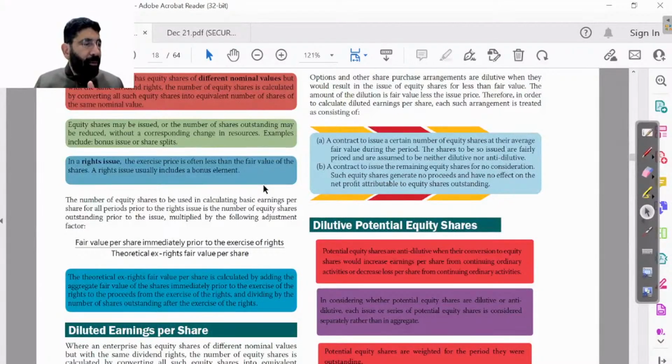Differential voting right is clear to everyone. That means for those who have some differential voting right. Good.